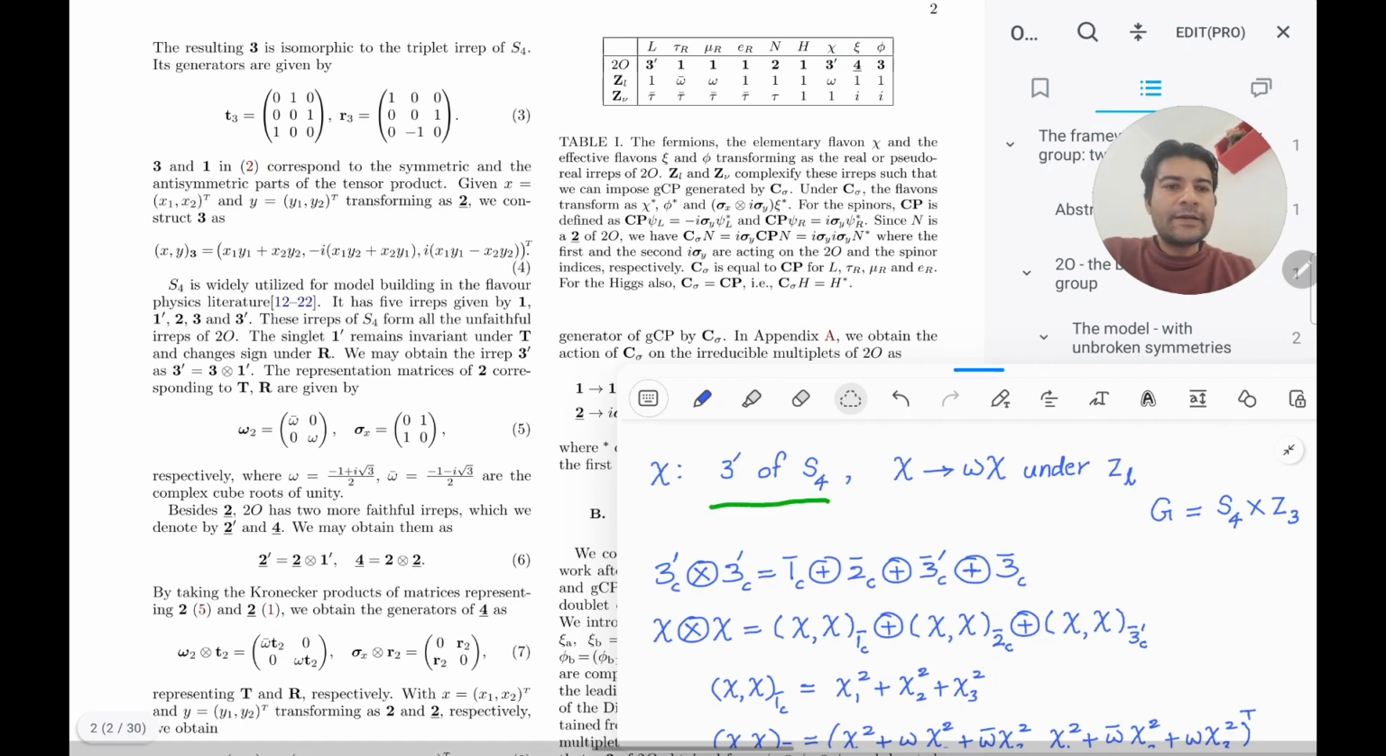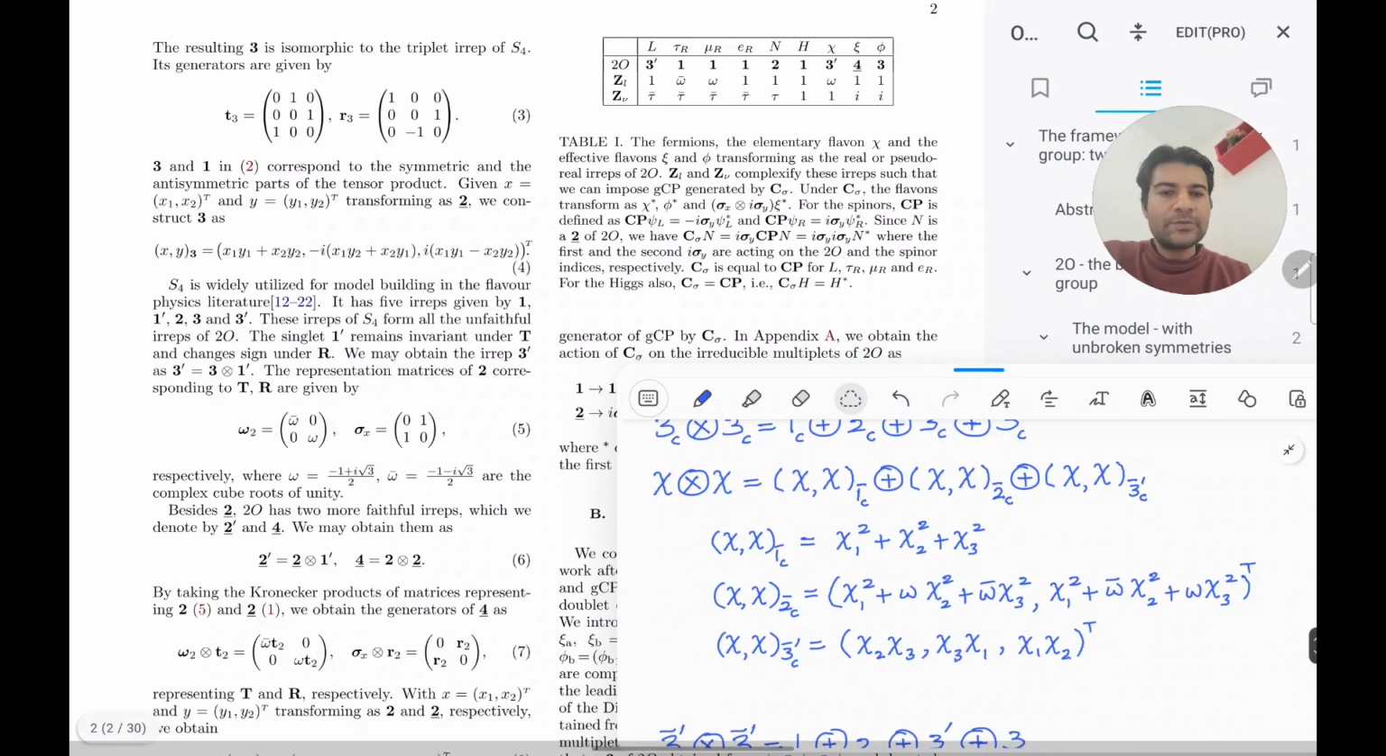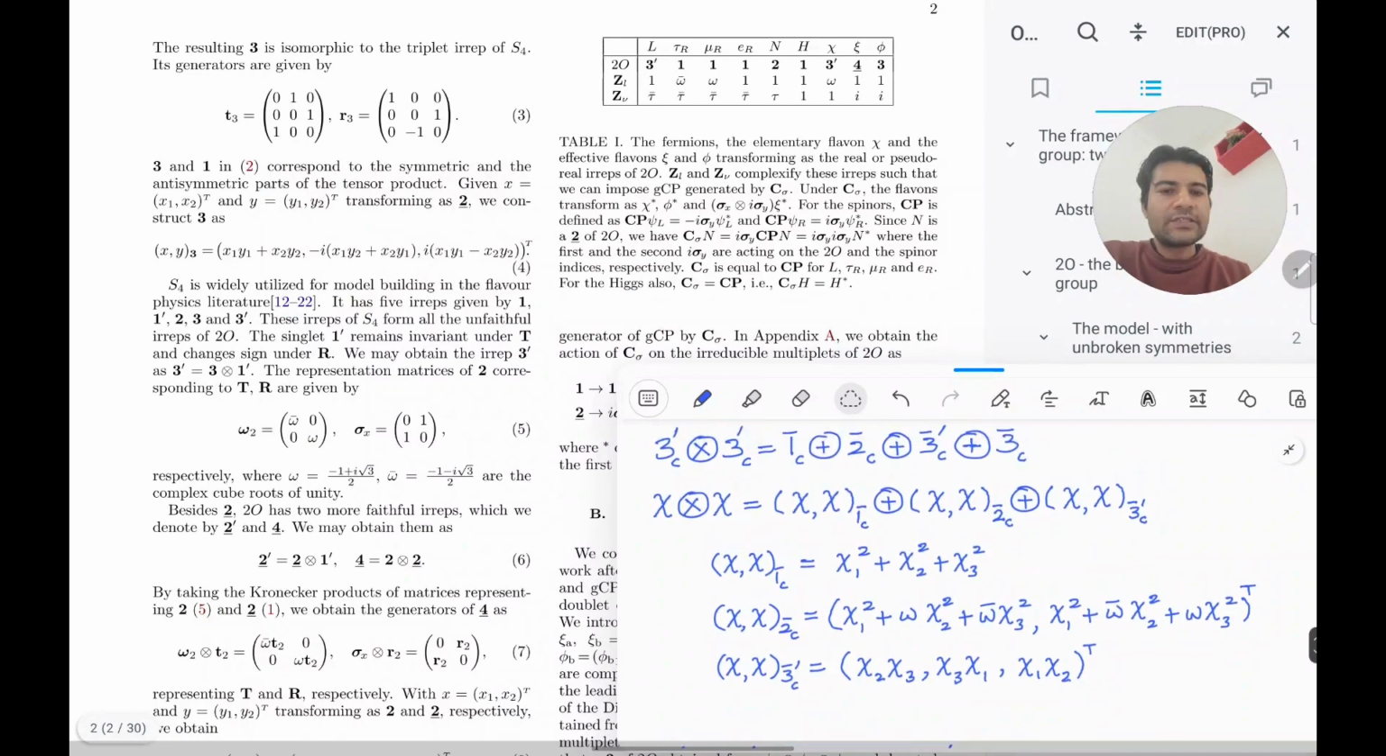Also, under a generator ZL, chi gets multiplied with omega. Here L denotes charged lepton. So the group we are dealing with here is S4 cross Z3. Now we have the tensor product of 3' with 3' as usual, and the various objects obtained from the tensor product of chi with itself are given here. The expressions of these objects are as we discussed previously.